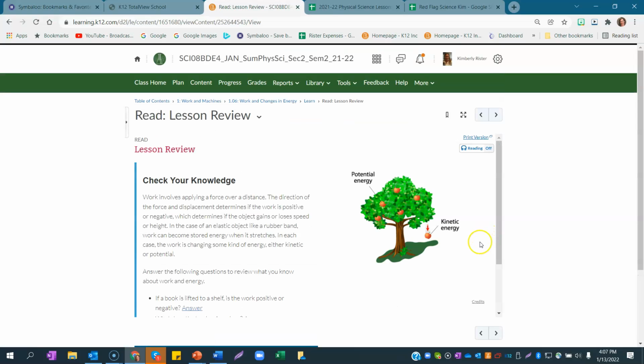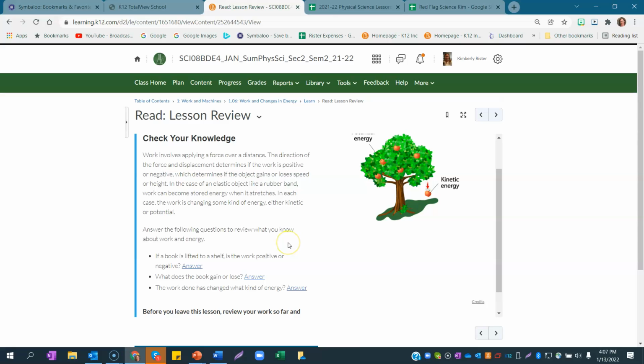And then as you're reviewing, some more things to put into your notes. Remember that work involves applying a force over a distance. You have that definition several times. The direction of the force and displacement determines if work is positive or negative. And that determines if the object gains or loses speed or height. Okay, you may want that sentence in your notes. In the case of an elastic object like a rubber band, work can become stored energy when it stretches.